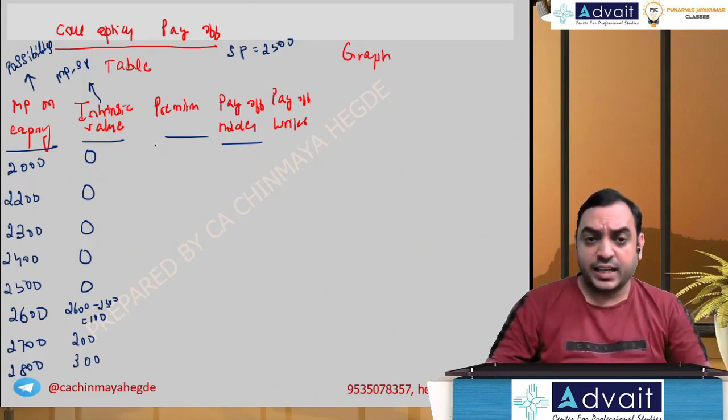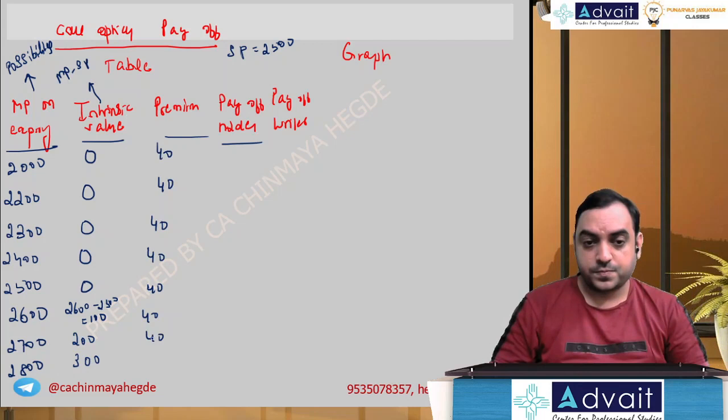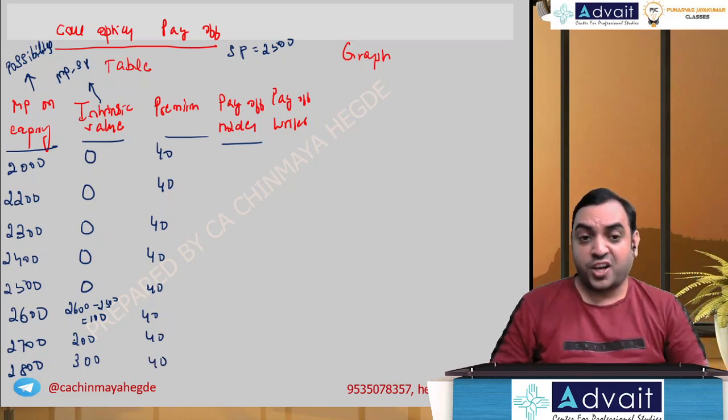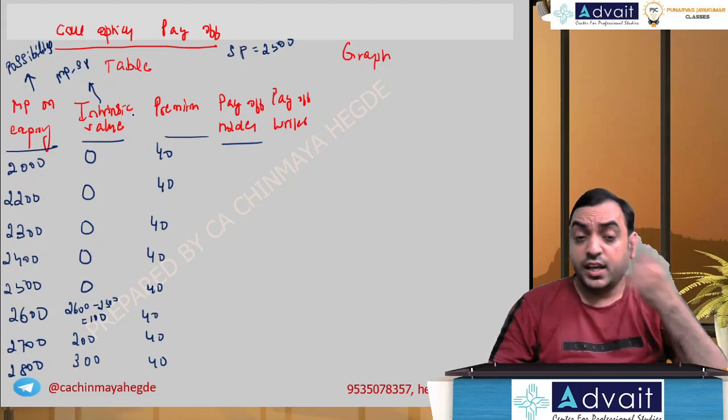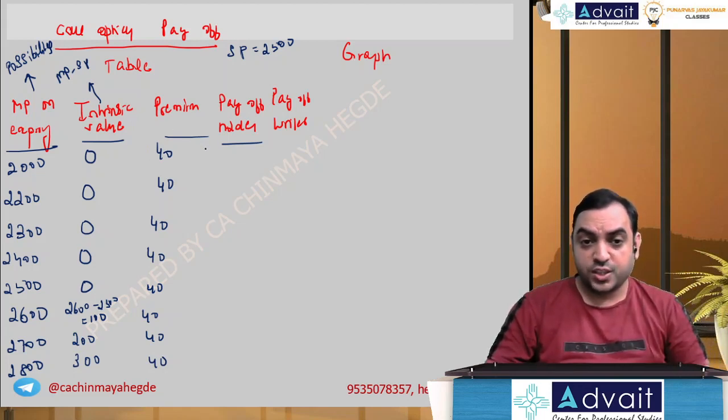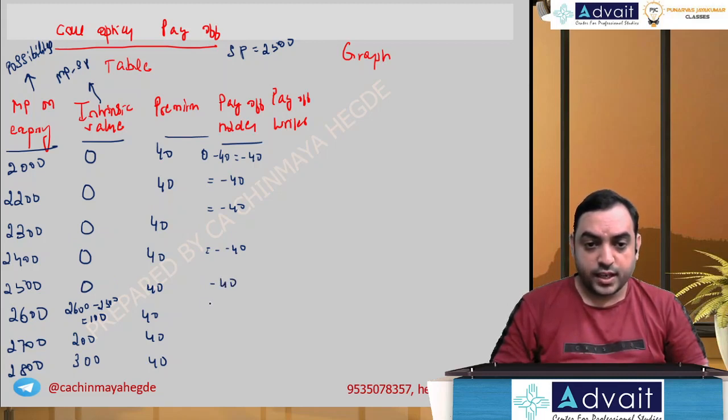Premium paid is flat. I'll take 40 rupees in all the cases. Flat 40 rupees. And what is the payoff now? For the holder, intrinsic value minus premium. 0 minus 40, minus 40, minus 40, minus 40, minus 40. Here you get 100 minus 40, 60. Here you get 160. Here you get 260.